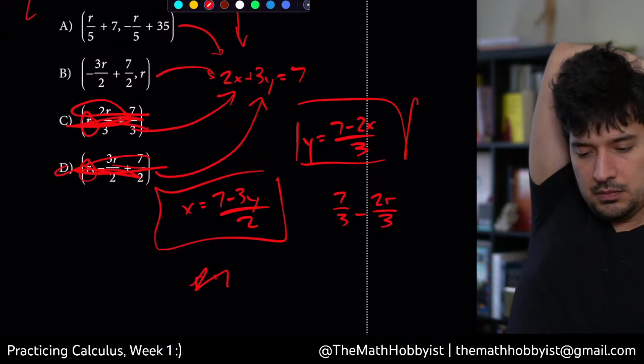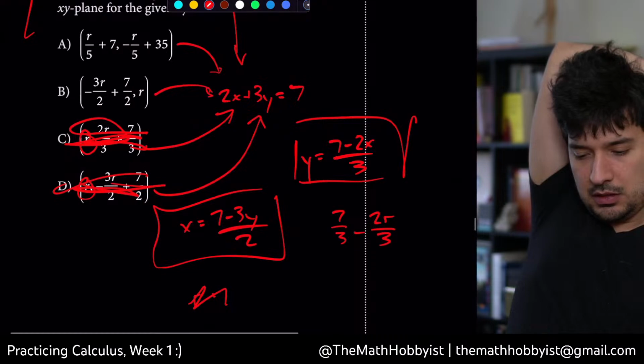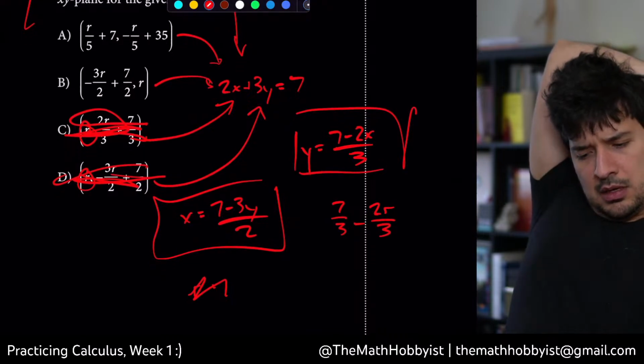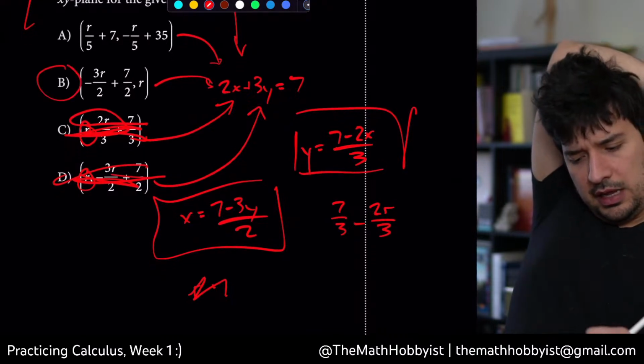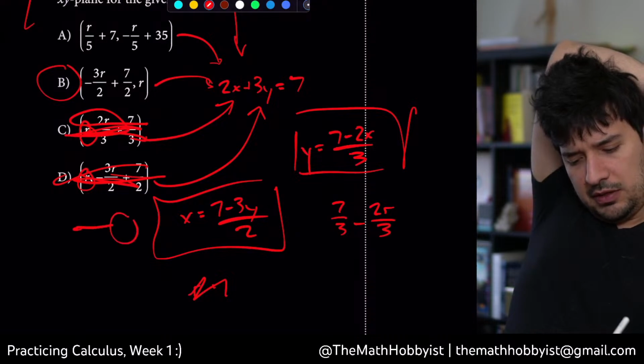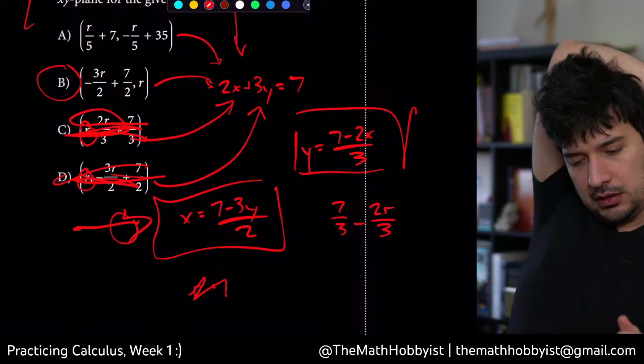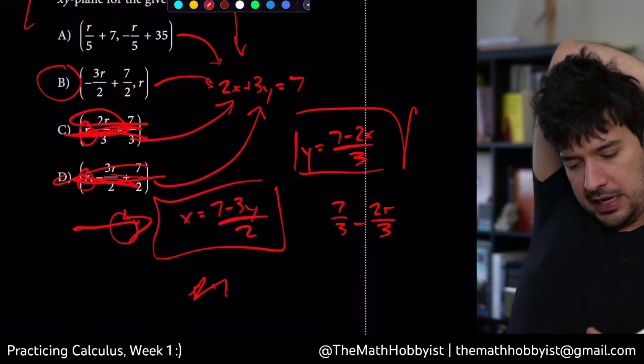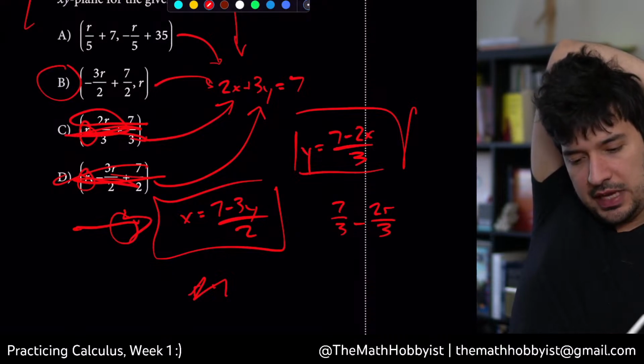So we need to consider the other. Answer B corresponds to solving this equation. So if y is r, then x is 7/2 minus 3r over 2. Yeah, it's B.